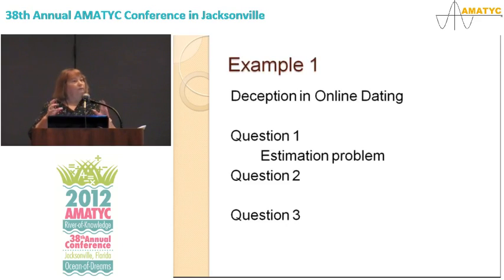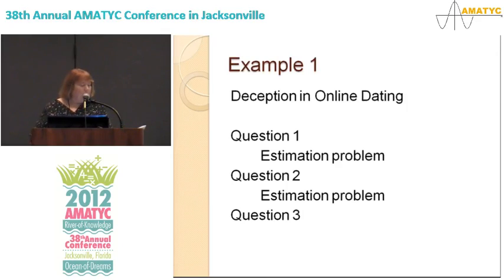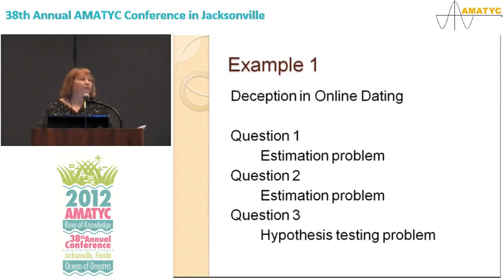And as soon as they say estimation, they're going to be moving toward thinking about confidence intervals, or point estimate and margin of error, as opposed to a hypothesis testing situation. Question 2 asks about what proportion of online daters believe that other people have frequently misrepresented themselves. That's also an estimation question. But question 3, are people who place a greater importance on developing a long-term relationship more honest in their profiles? That's a hypothesis testing situation. To answer that question, I have to use the data to see if it supports that claim.